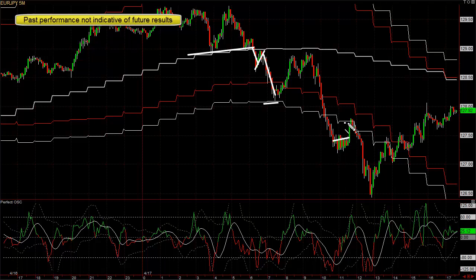But if it works its way back up to the band, another great place to sell. And notice our perfect oscillator is at plus 80. This thing is very accurate, and that's why I called it the perfect oscillator. It doesn't use periods, look back. It uses statistics for each currency. And anytime you have a strong trend down, it's a no-brainer to sell when these things hit the plus 80.